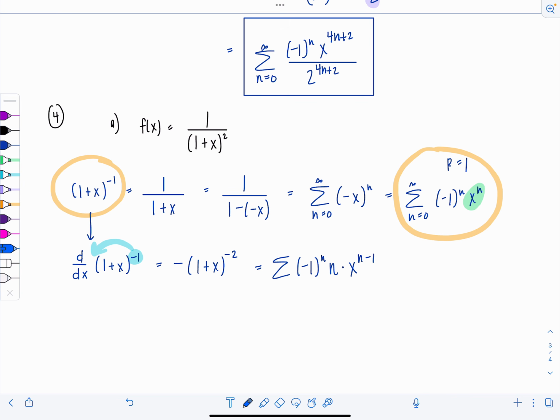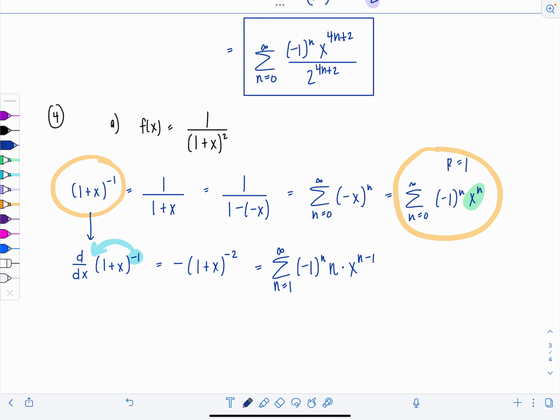Now, you have to be careful. Anytime you take the derivative of an infinite series, check that index. n starts at 0. If I plug in 0 for n here, you're going to have negative 1 to the 0, x to the 0, which is just 1. And that's a constant. So when I take the derivative of the n equals 0 term, it goes away. So my new sum is going to start at 1 to infinity.